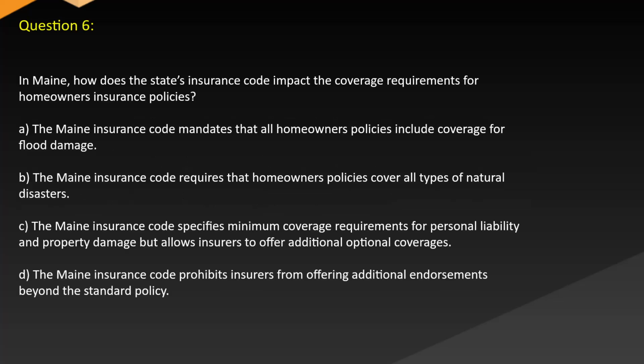Question 6. In Maine, how does the state's insurance code impact the coverage requirements for homeowners insurance policies? A. The Maine Insurance Code mandates that all homeowners policies include coverage for flood damage. B. The Maine Insurance Code requires that homeowners policies cover all types of natural disasters. C. The Maine Insurance Code specifies minimum coverage requirements for personal liability and property damage, but allows insurers to offer additional optional coverages. D. The Maine Insurance Code prohibits insurers from offering additional endorsements beyond the standard policy.